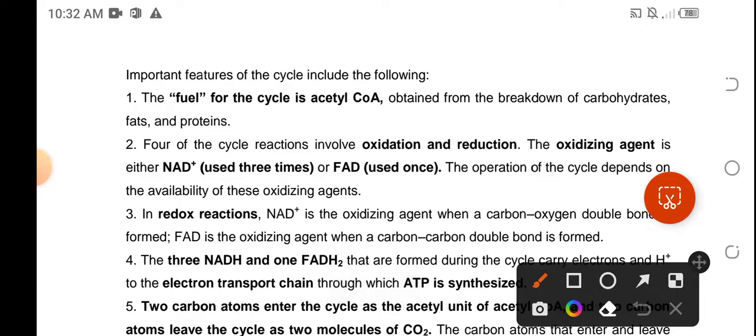The fuel for the Krebs cycle is of course the acetyl-CoA, obtained from the breakdown of either carbohydrates, fats, or lipids. So yung acetyl part nila. So there are four cycles that involves the redox reaction or the oxidation reduction. And the oxidizing agent is the NAD plus, which is used 3 times, and then the FAD, which is used once. Okay.